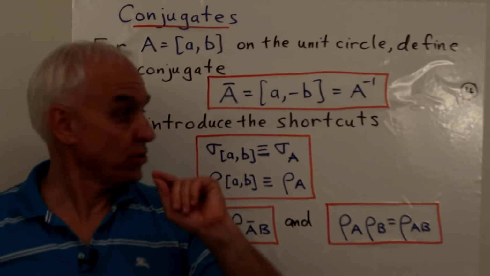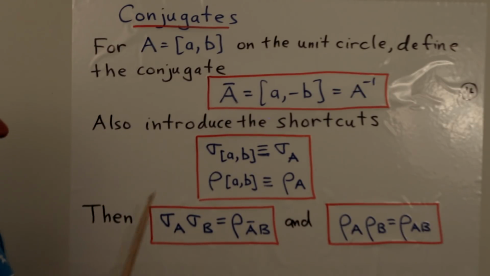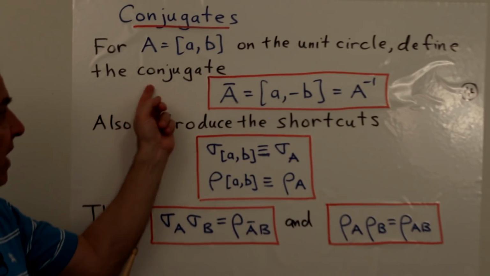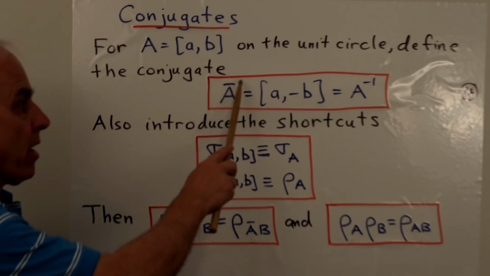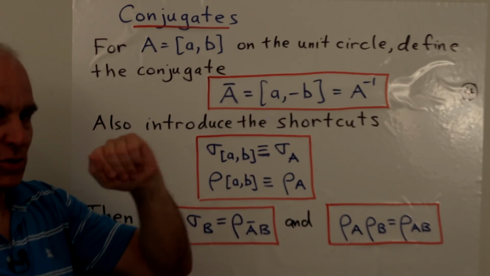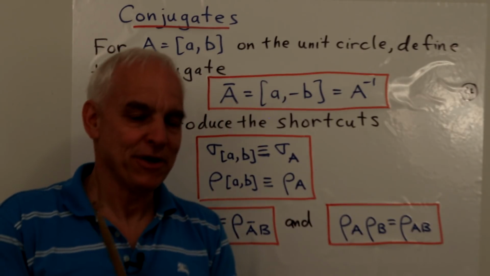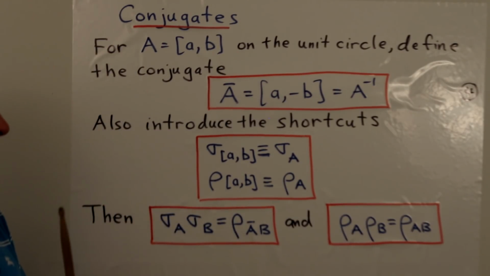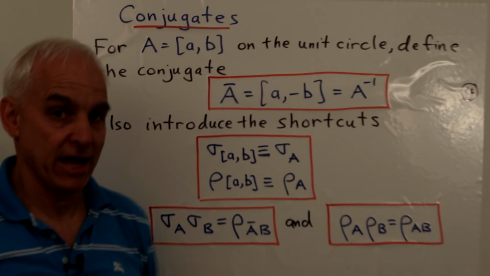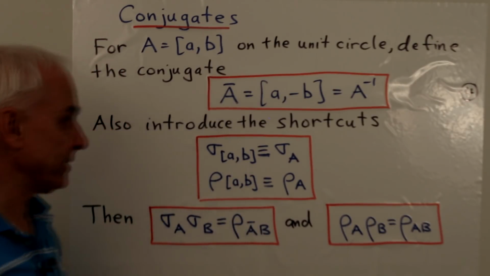Now we need just a bit more notation before we get to the general formulas. So if A is a point on the unit circle, and it's of the form AB as usual, let's define the conjugate to be A bar. And that's by definition A minus B. So we negate the second coordinate. And that's, of course, familiar to those of you who have studied complex numbers. And if A is actually on the circle, well, this turns out to be the same as A inverse. That means if you multiply A times A inverse, you will get the identity point.